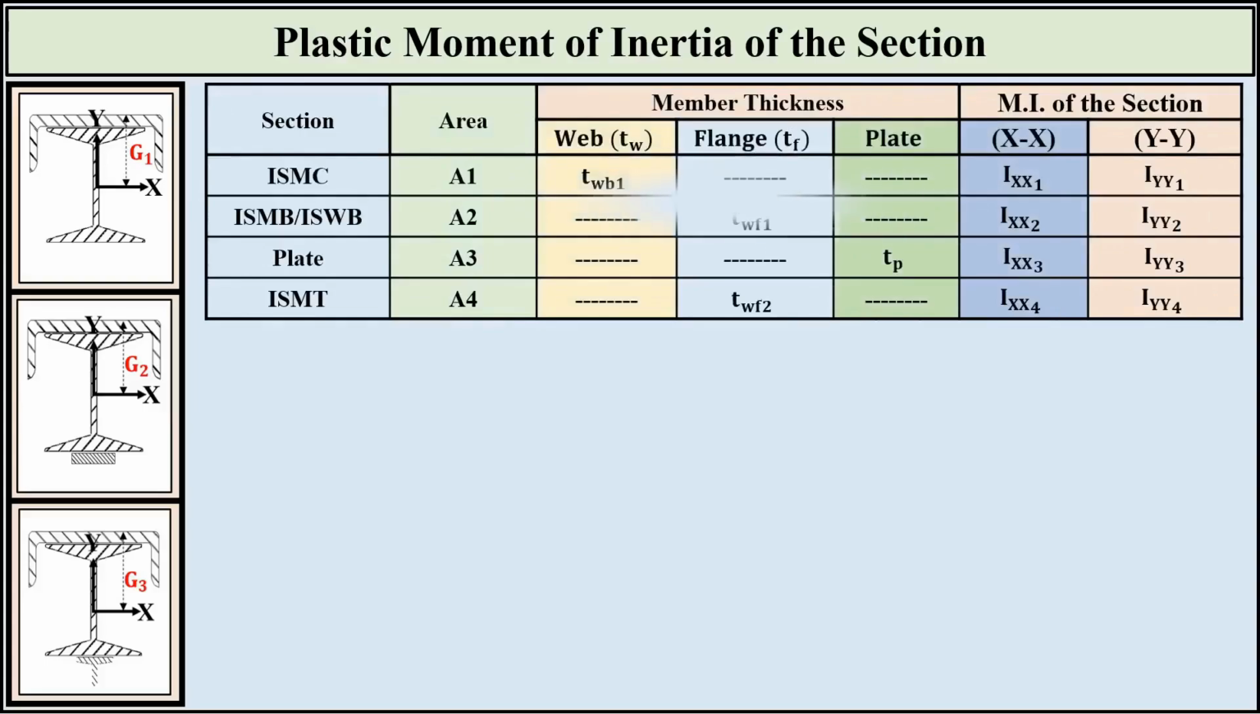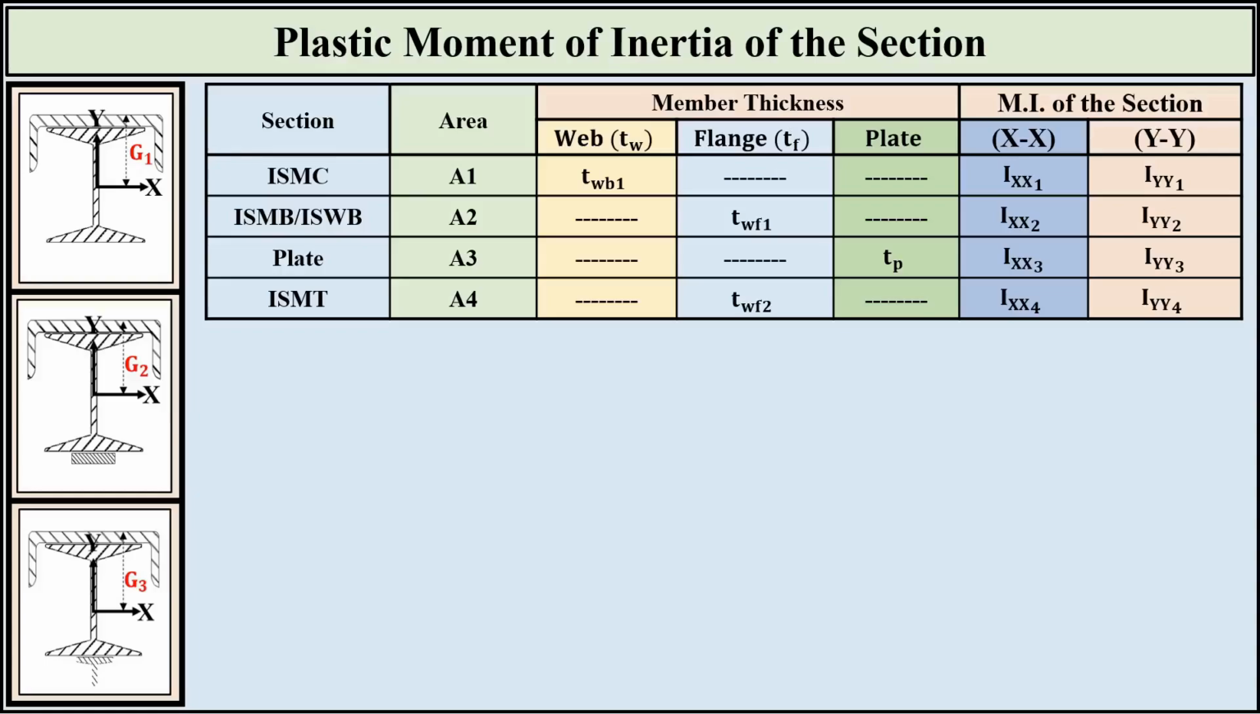First, look at the upper table. Here, we break down our composite section into four main parts: the ISMC channel, the ISMB or ISWB main beam, the bottom plate, and the ISMT section. For each component, we list the area, the member thickness, such as the web, flange, and plate thickness, and finally, the individual moments of inertia along both the X and Y axes.